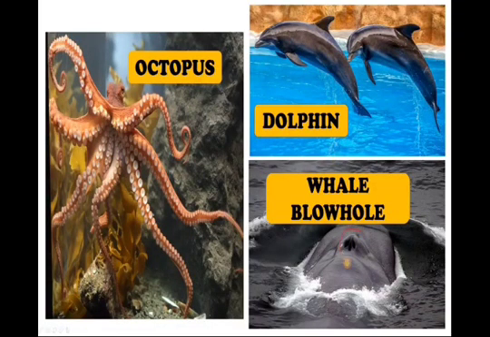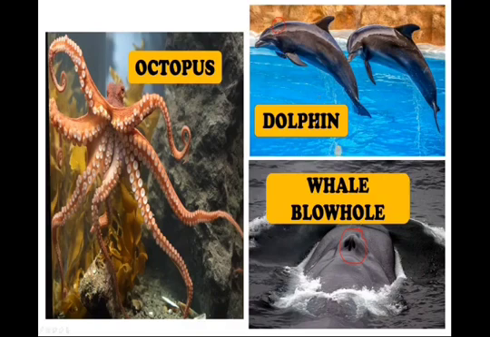Look here. This is the blowhole of the blue whale. This is the nostril or blowhole of the dolphin. Look at the body shape. Yes, streamlined body shape. But instead of gills, they have blowholes or nostrils. Compared to gills, this respiratory organ is a little bit bigger. Okay, children.